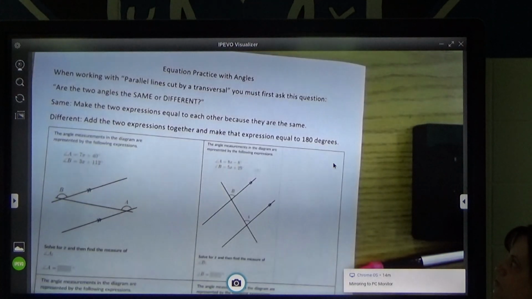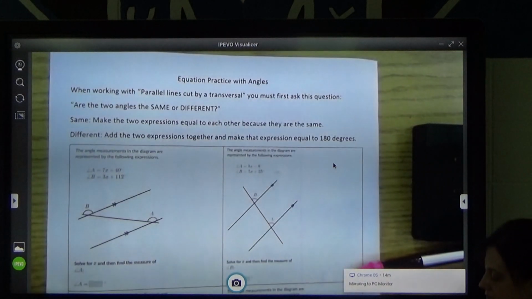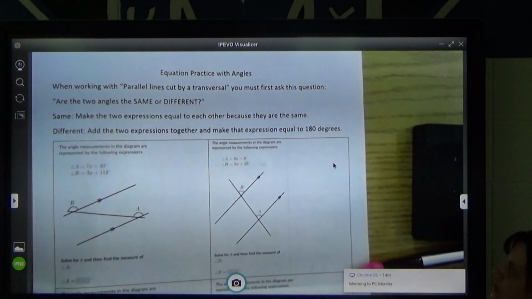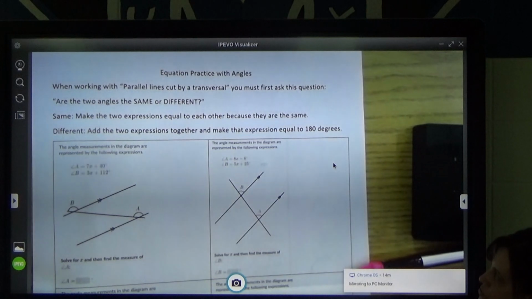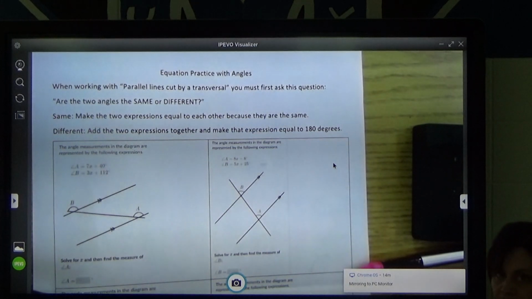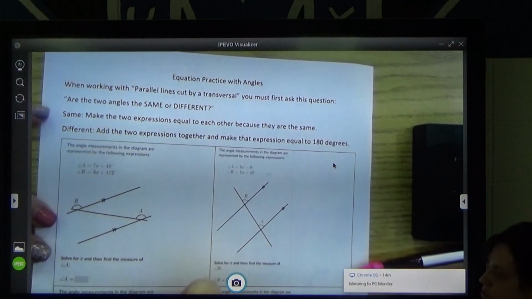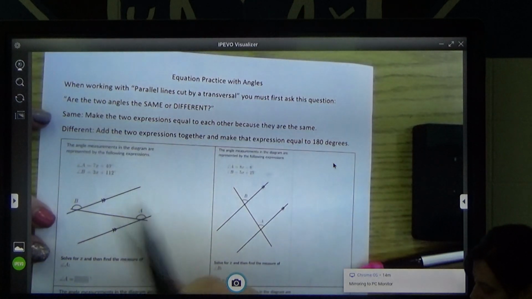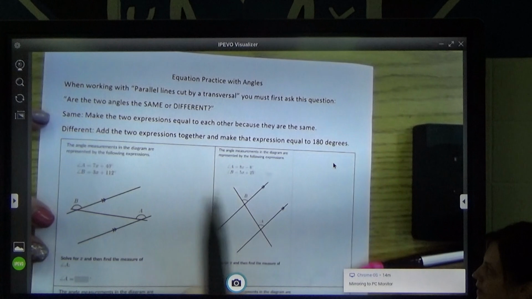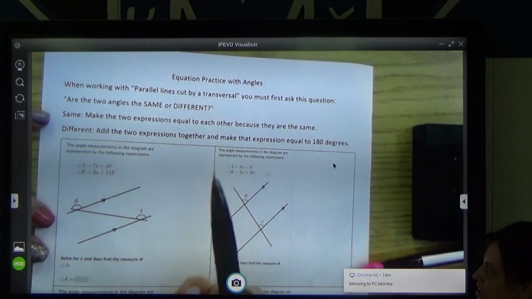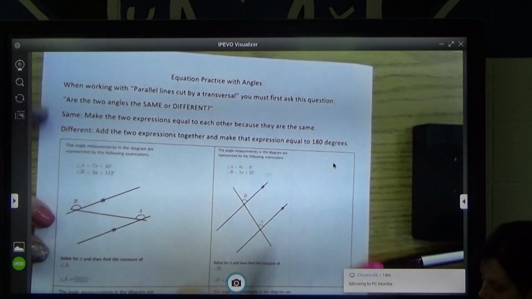All right, let's go ahead and look at the back. This is examples of your second assignment, equation practice with angles. These are going to be parallel lines cut by a transversal, which most of you really enjoyed working with on Thursday. But now we're going to have to find specific angle measures based on expressions that they give us.